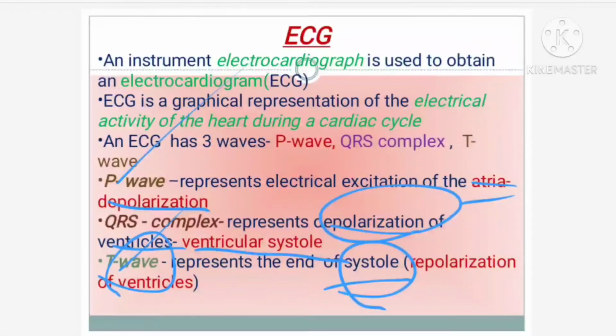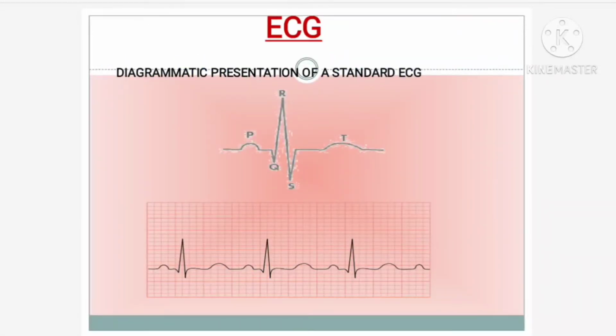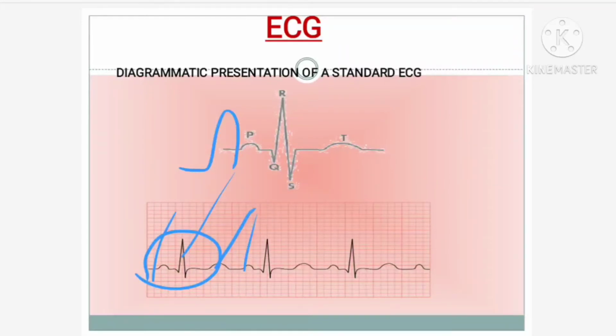Now, if I show you the diagram, it will become very clear. You can find here the first wave when the auricle is contracting. Thereafter, when the ventricle is contracting, this. And when the ventricular systole is getting completed and diastole is starting, you can find this wave. These 3 together represent one cardiac cycle. Auricular contraction, ventricular contraction, ventricular systole ending, and the diastole starting. Again, the same for the next beat.